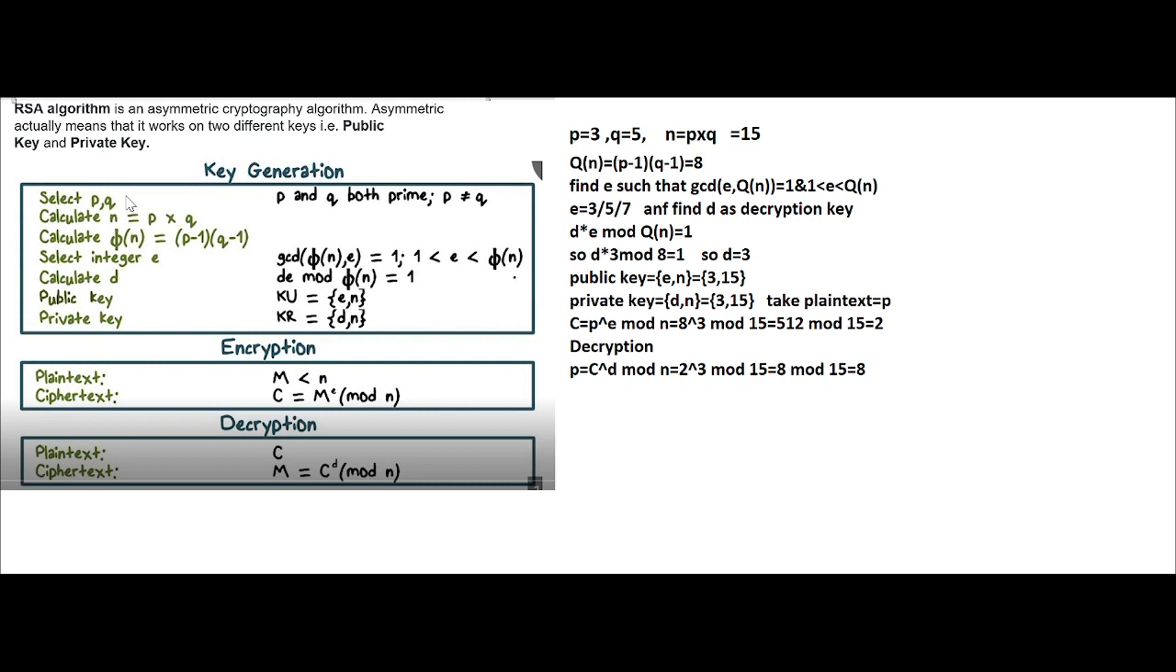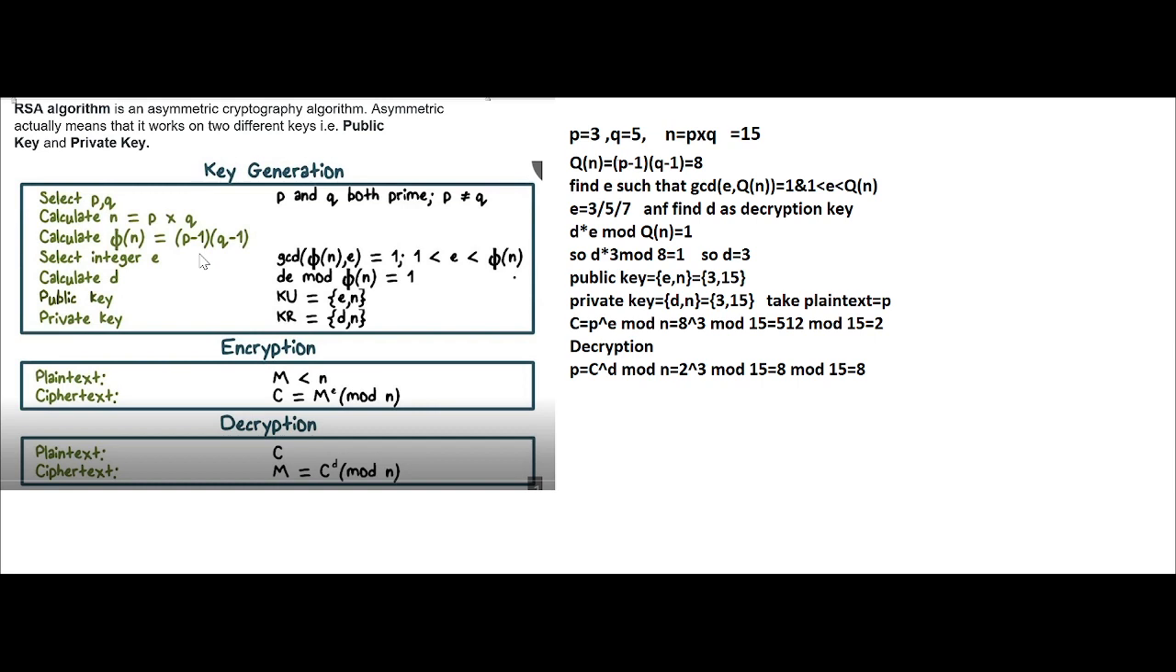Now, the process of the RSA algorithm. This algorithm is based on three processes: key generation, encryption, and decryption. In the case of key generation, we take P and Q. We select P and Q such that both are prime numbers. Then I calculate the product of P and Q, stored into N. And phi n equals P minus 1 times Q minus 1.